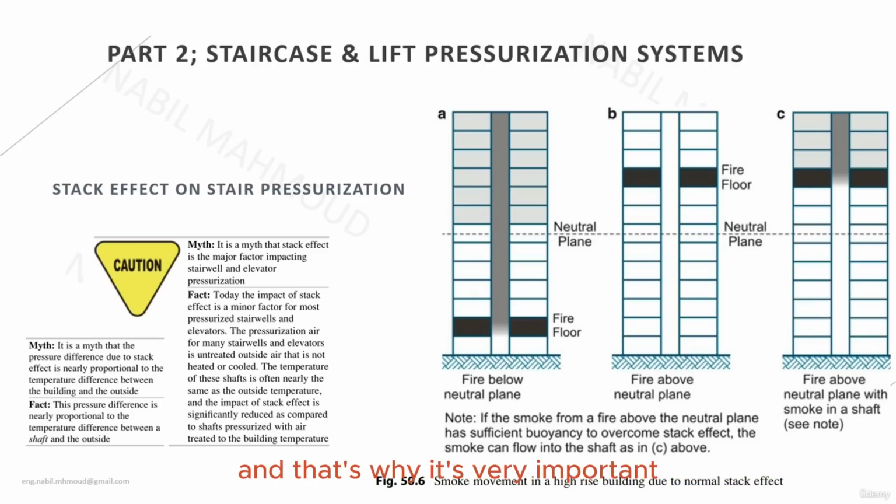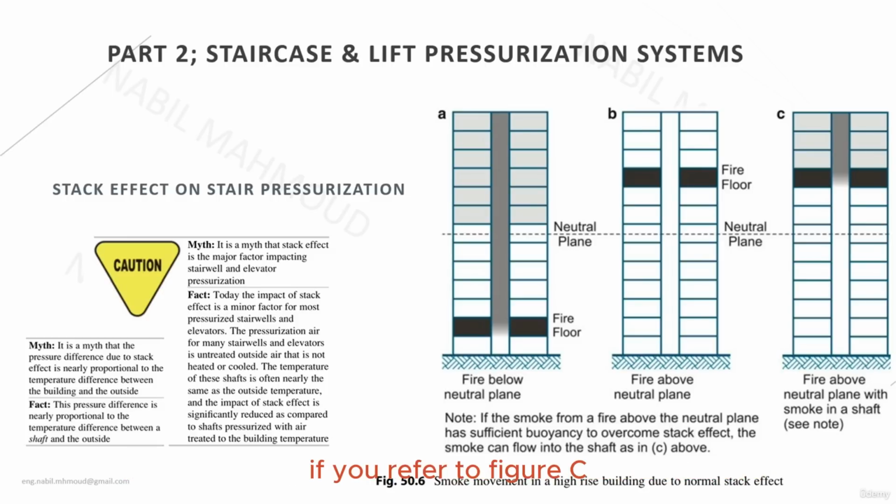And that's why it's very important, when designing the pressurization of a vertical enclosure like the staircase, to allow a degree of safety to overcome the buoyancy effect of the hot smoke and the stack effect as well. Let's go to figure B. In figure B, we can see a fire happening in the top floors, which is located above the neutral plane, but the fire does not have sufficient buoyancy to overcome the stack effect. That's why it's not spreading. And this is the correct situation in the pressurization, which is in figure B.